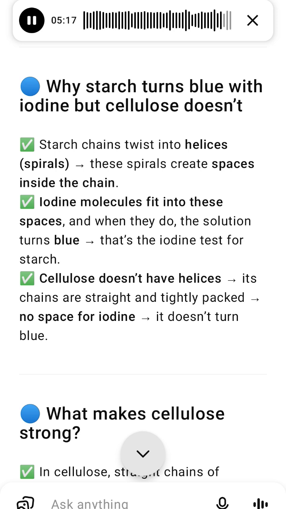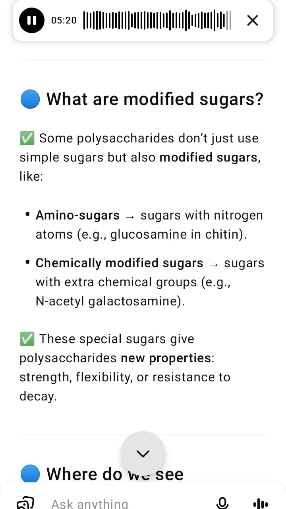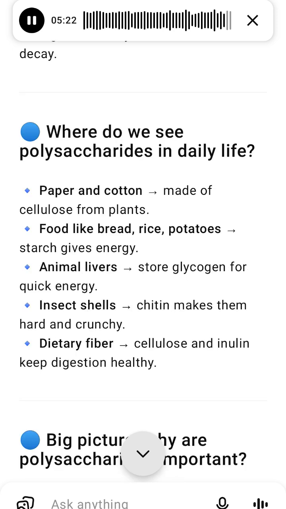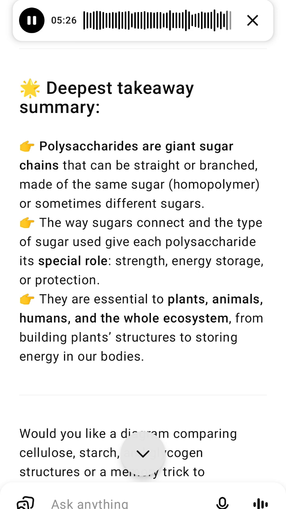Big picture: why are polysaccharides important? They are key structural materials, e.g. cellulose in plants, chitin in animals. They are main energy stores, e.g. starch in plants, glycogen in animals. They provide fiber for digestion, cellulose, inulin. They are involved in biological protection, e.g. chitin makes insect exoskeletons.